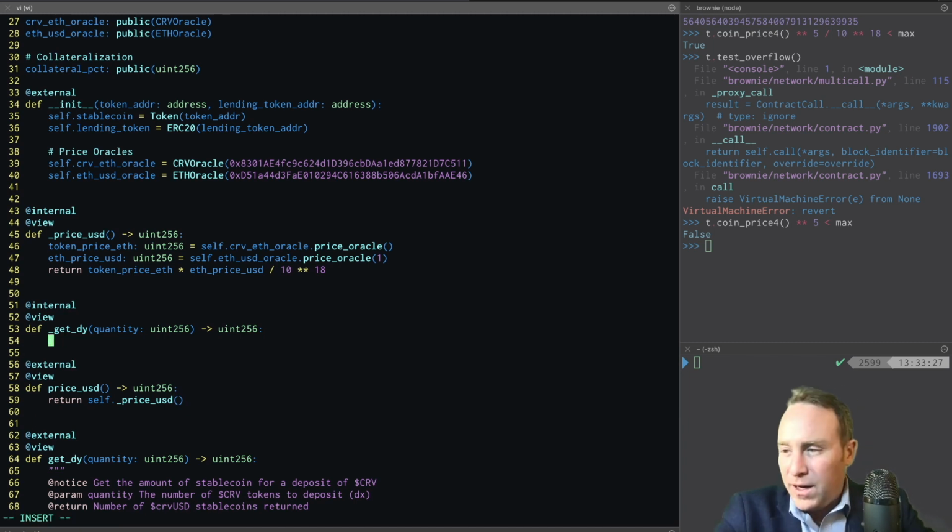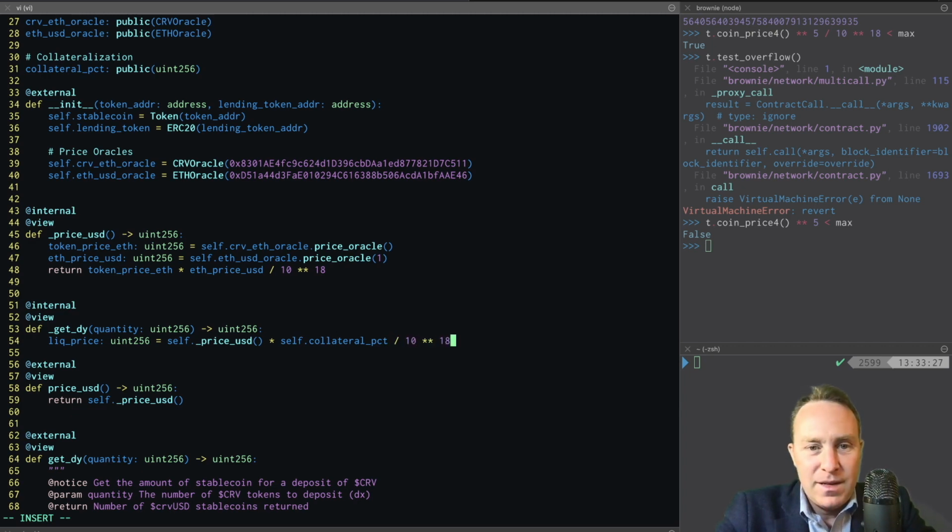Now within our getDy, let's keep what we just learned about math in mind as we flesh this out. So we said that the math is pretty simple. We take quantity, multiply it by the collateralization percent, and multiply it by the price in USD. So we'll divide this up into a couple of variables so as to never have things get too big, never have things get too small. We'll create an internal variable for just this function called liquidation price. This is simply the price USD times the collateral percent and divide by 10 to the 18th.